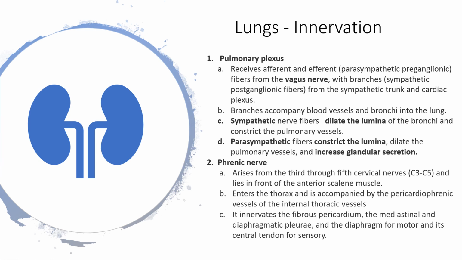Next, the phrenic nerve, which arises from the 3rd through 5th cervical nerves and lies in front of the anterior scalene muscles. It enters the thorax and is accompanied by the pericardiophrenic vessels, the internal thoracic vessels. It innervates the fibrous pericardium, the mediastinal and diaphragmatic pleura, and the diaphragm for motor and its central tendon for sensory.